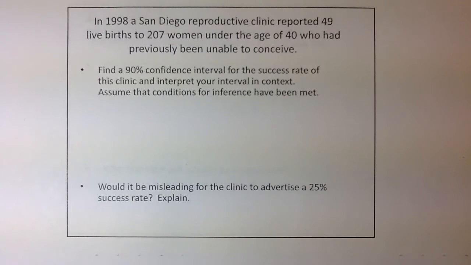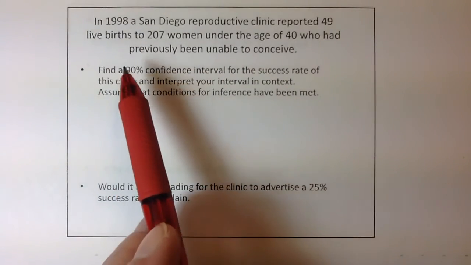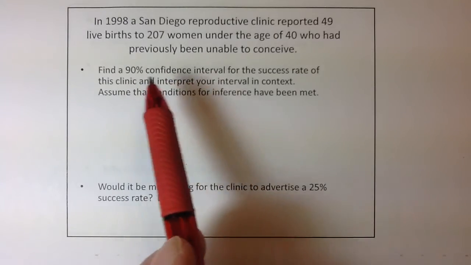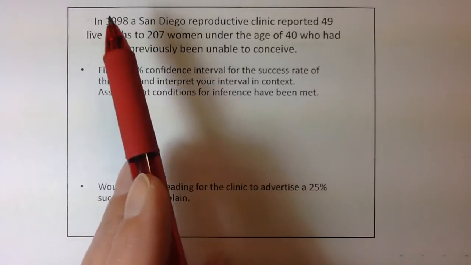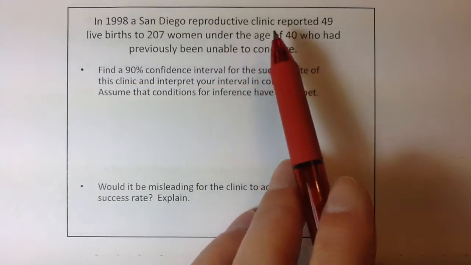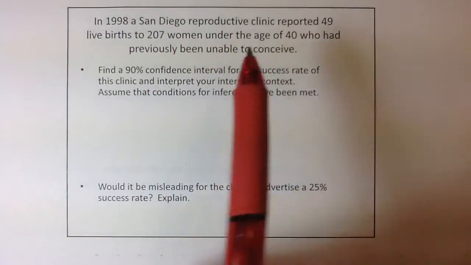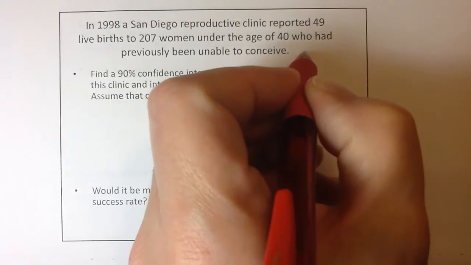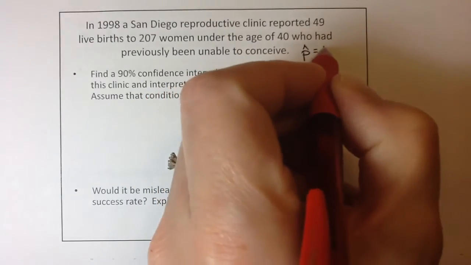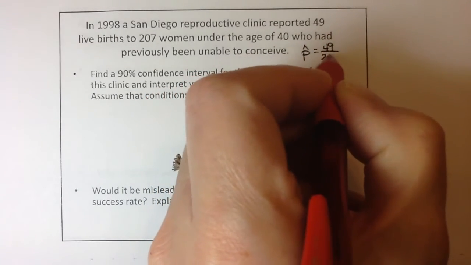Good morning. We're going to start the second day with just another example of a confidence interval. This time we're going to go with a 90% confidence interval, so we have to have a different Z star. We have a San Diego reproductive clinic who had 49 live births to 207 women. So that's a sample proportion, so that's a p hat. So 49 out of 207.